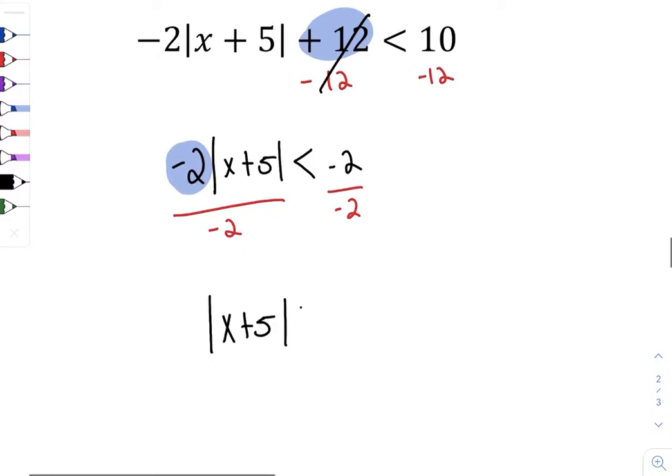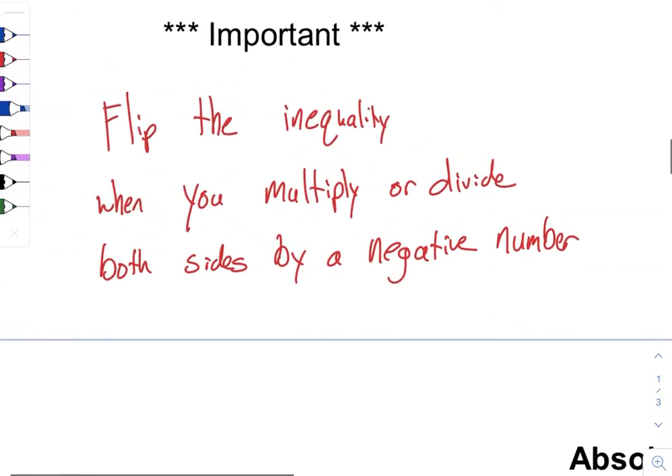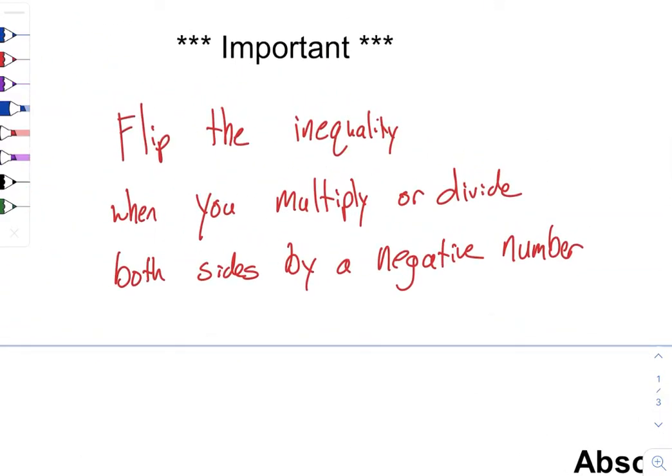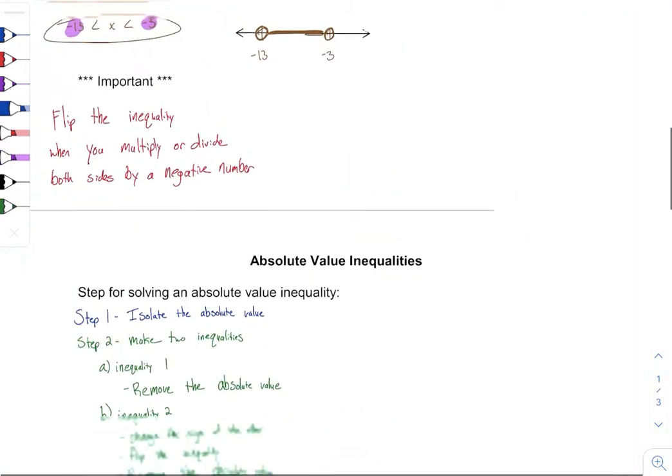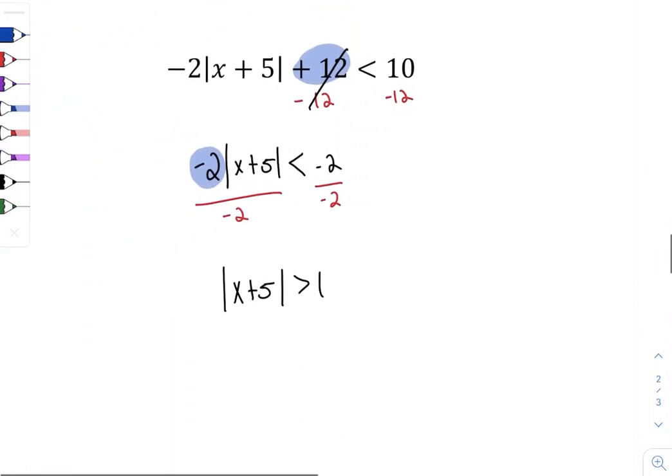So remember, whenever you are multiplying or dividing both sides of an inequality by a negative number, you're going to have to flip the inequality. So here, since that 2 was negative, we're going to have to do that. So that's something that I had down at the bottom, something that's important to remember. Flip the inequality when you multiply or divide both sides by a negative number. All right, so if you don't have that written down, again, pause it and write that down. All right, so we did that. That's step 1. And so we're done with step 1.